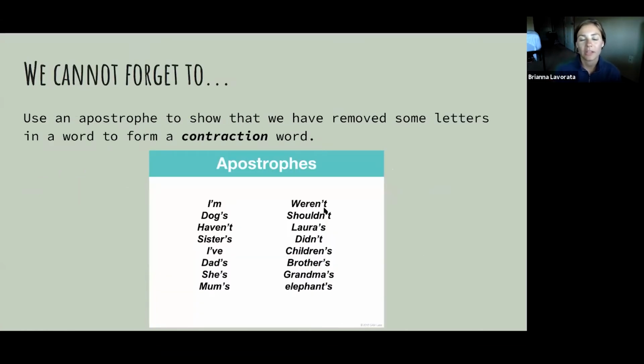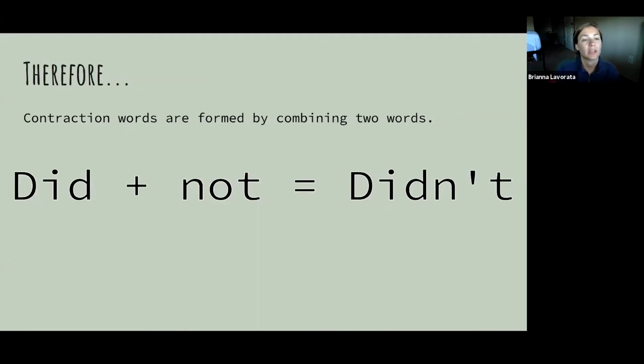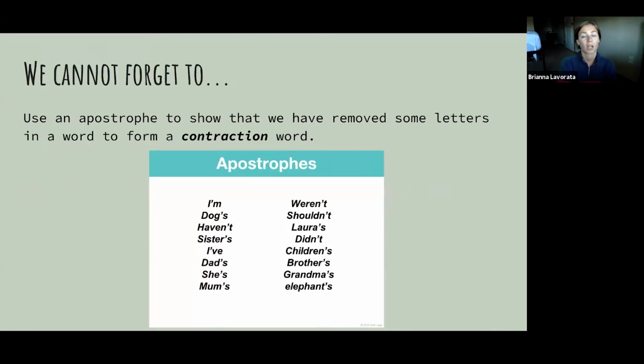So something that I want you to keep in mind is that we cannot forget to use an apostrophe to show that we've removed some letters in a word to form a contraction word. Okay? So going back to this example here, did not, okay? The apostrophe right here, right before my T and right after my N, shows that we removed some of those letters, like the O, and we're replacing it with an apostrophe to show that we've contracted a word to make it smaller.